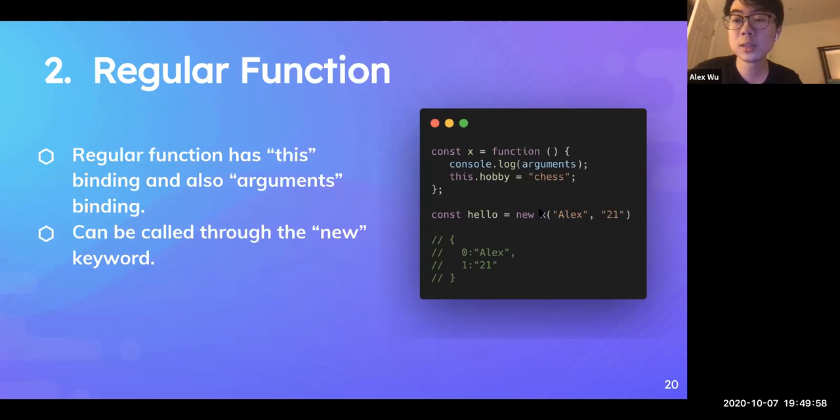And through this new keyword, it binds the this keyword to hello. So if you don't use the new keyword, you will actually get an error saying that there's no this binding. So the new keyword is pretty essential for creating an object. You can use it without the new keyword if you don't have this.hobby equals chess. It's just a normal function.